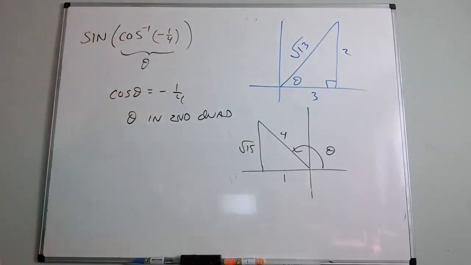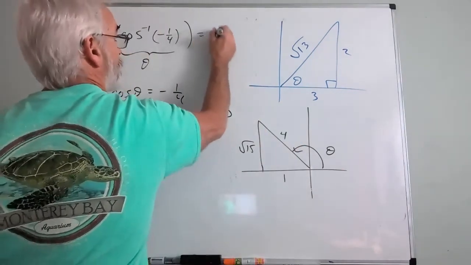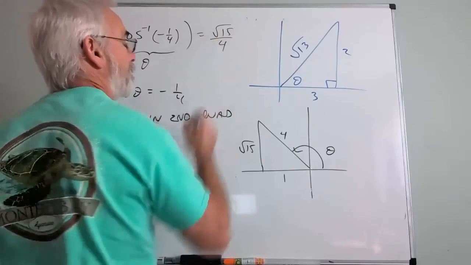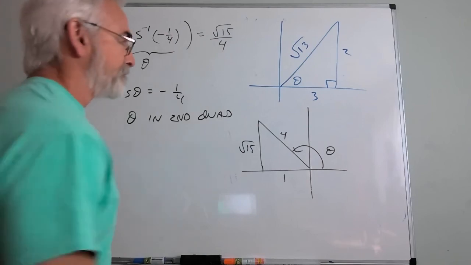Okay. Now I want the sine of that. But in the second quadrant, the sine is positive. So my answer is root 15 over 4. Beautiful. The second quadrant angle, but I took the sine of it. And the sine in the second quadrant, I know, is positive. So that gave me a perfect answer.